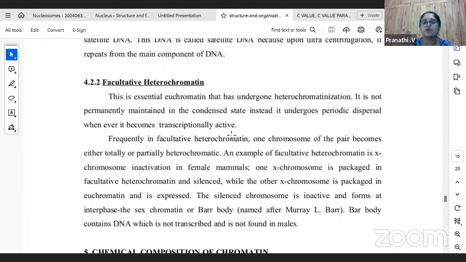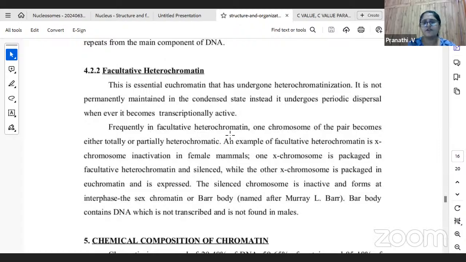So the silent chromosome, whatever is there, is inactive, and forms the interphase sex chromatin or the bar body. This bar body is not going to be transcribed. Since only one X chromosome is there and it had got silenced, you cannot find this in the males.